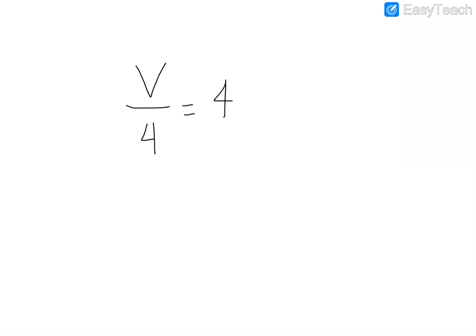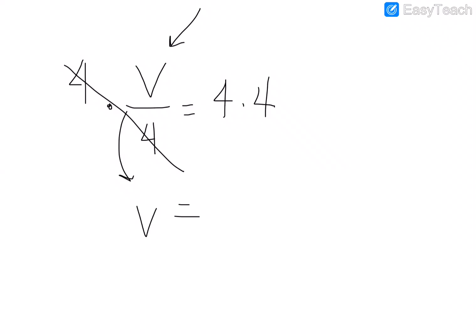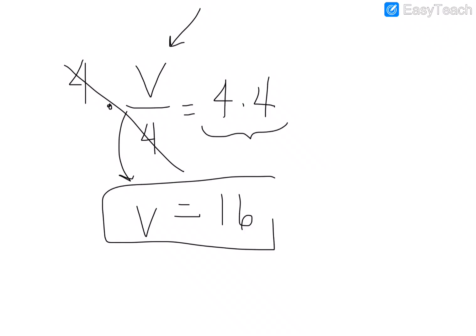All right, you must be ready for an answer here. So the variable here is v. The operation is division. So instead of dividing by 4, I'm going to multiply everything by 4. These cancel, so I'm going to bring down my v. 4 times 4 is 16. So I'm saying v must be 16, and I'm just going to do a quick check.